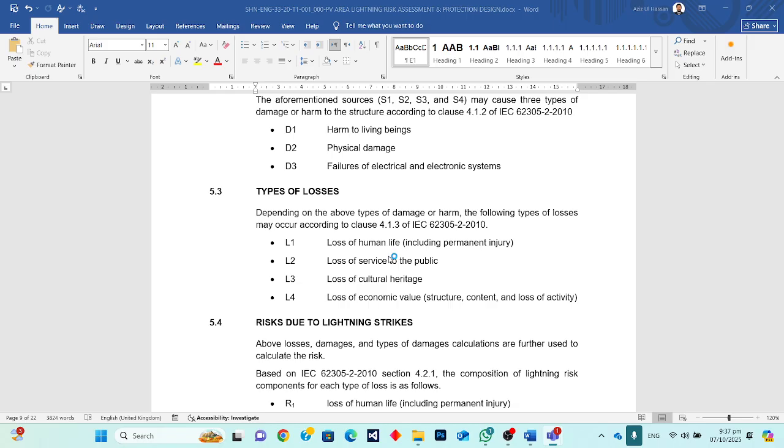The fourth one is the loss of economic value, like structure, content and loss of activity. When the structure is damaged, the solar power plant is damaged and the electricity will be lost, so there is a loss of activities due to that. These are the four types of losses that will occur due to the above three damages.